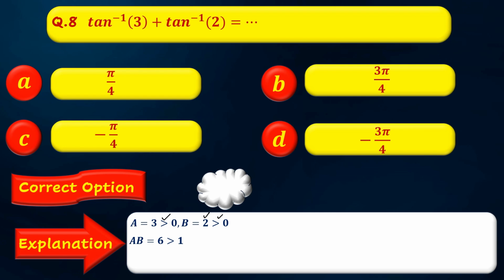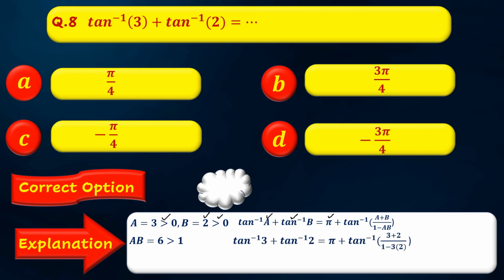So the sum of two tangent inverse functions will be equal to pi plus tan inverse of (a plus b) over (1 minus ab). In this case, tan inverse a plus tan inverse b will be equal to pi plus tan inverse of (a plus b) over (1 minus ab). We replace the values of a by 3 and b by 2 and we get tan inverse 3 plus tan inverse 2 is equal to pi plus tan inverse of (3 plus 2) over (1 minus 3 into 2).